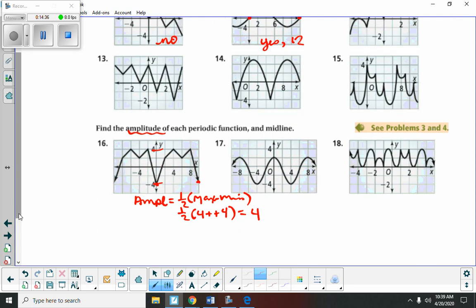And the midline is the average, the mean, of the max and the min. So that would be 4 plus a -4 divided by 2. And that would be 0. And sure enough, you can kind of tell that one by looking. The middle is at 0. So it's y equals 0. It's a horizontal line. And the amplitude is the distance away, so it's 4 units away from the midline.